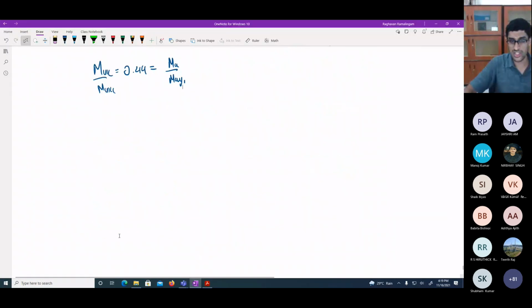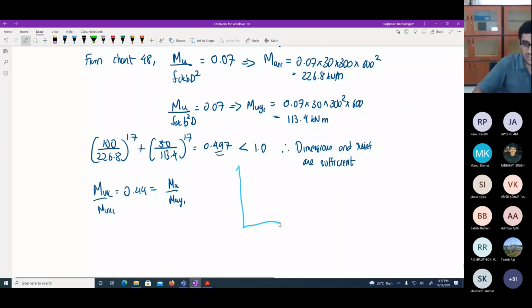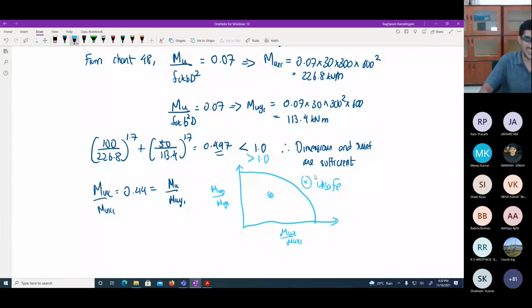Basically, based on the Pu by Puz value, you choose a certain interaction curve. Then here is Mux by Mux1 and Muy by Muy1. You know these values, so you plot that point and see whether it is falling inside the curve. If it falls outside, then you are unsafe, which corresponds to a case where this summation would have exceeded 1.0. So this is the process of designing a column for biaxial bending.